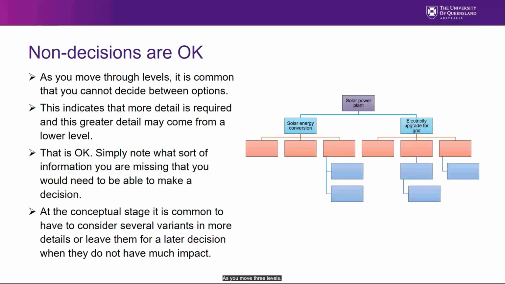As you move through levels, it is common that you cannot decide between options. This indicates that more detail is required, and this greater detail may come from a lower level. That is okay. Simply note what sort of information you are missing that you would need to be able to make a decision. At the conceptual stage, it is common to have to consider several variants in more detail or leave them for a later decision when they do not have much impact.